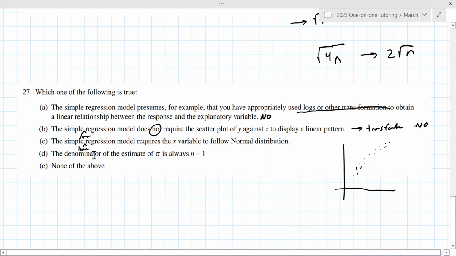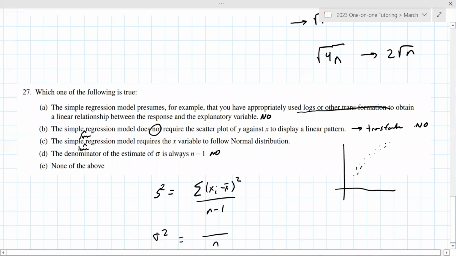And then the denominator of the estimate of sigma: that's not true, because it's over root n. Well, it could be n-1 if it were s. Wait, can you explain that? That's just going back to how you find the standard deviation. It's the summation of xi minus x bar squared over n-1, and you do take a square root of that. But for sigma, it's just n on the bottom.